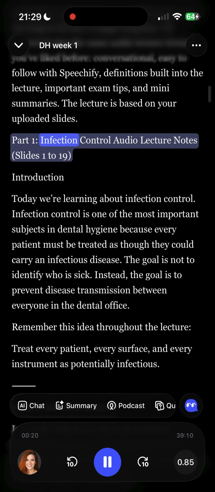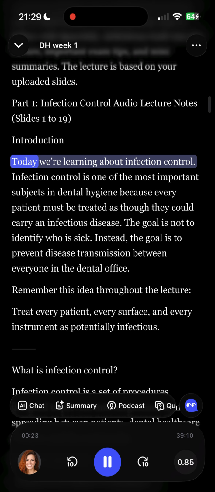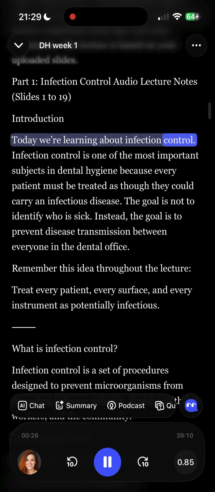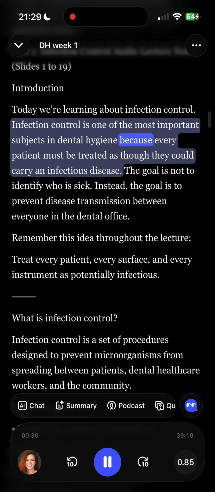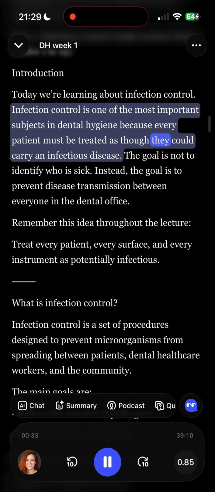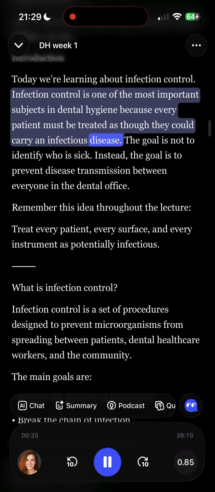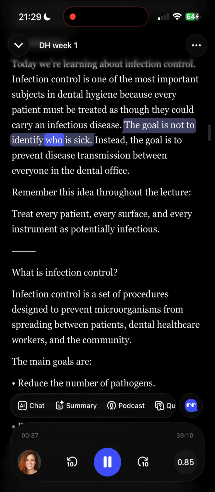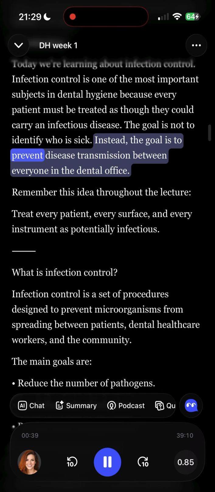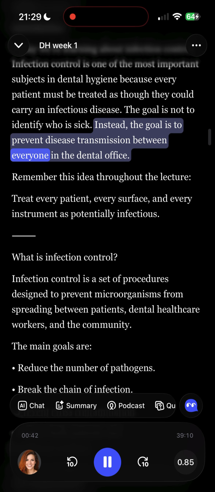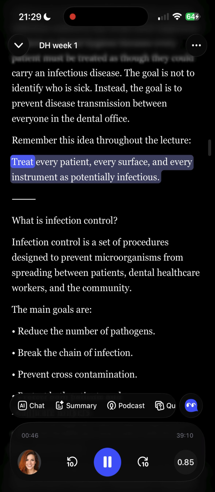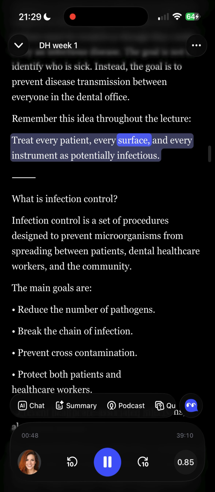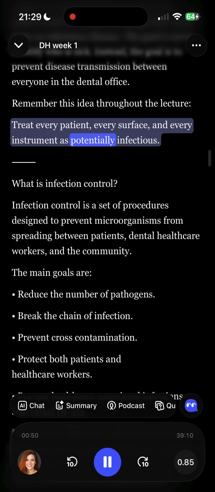Part 1. Infection Control Audio Lecture Notes. Introduction. Today we're learning about infection control. Infection control is one of the most important subjects in dental hygiene because every patient must be treated as though they could carry an infectious disease. The goal is not to identify who is sick. Instead, the goal is to prevent disease transmission between everyone in the dental office. Remember this idea throughout the lecture. Treat every patient, every surface, and every instrument as potentially infectious.